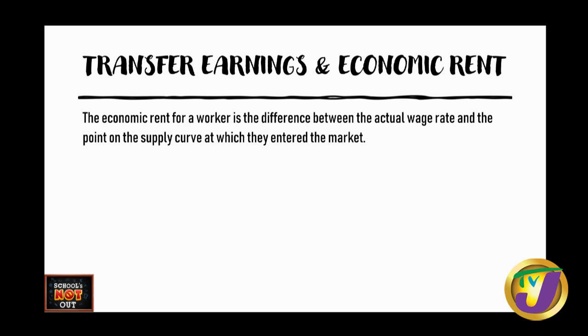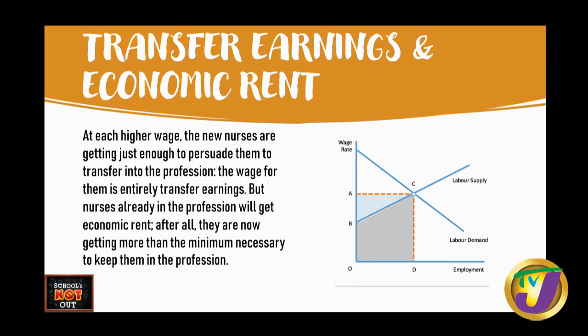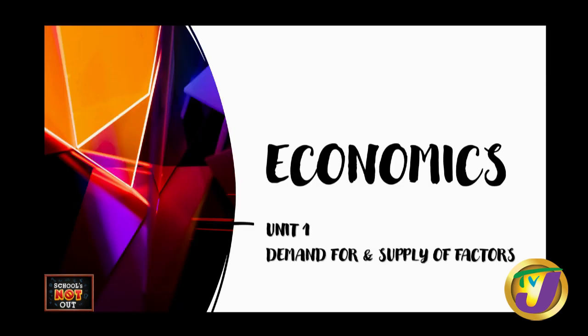Economic rent for a worker is the difference between the actual wage rate and the point on the supply curve at which they entered the market. So how much is the wage rate and at what point did they enter the market? What wage rate on the supply curve? So if we go back to this graph, if the wage rate is at A, and the worker entered the market somewhere between B and A before the wage rate got that high, that difference would be their economic rent.